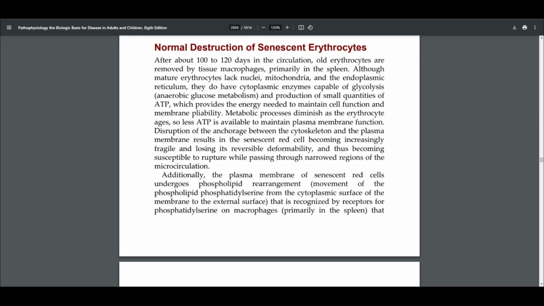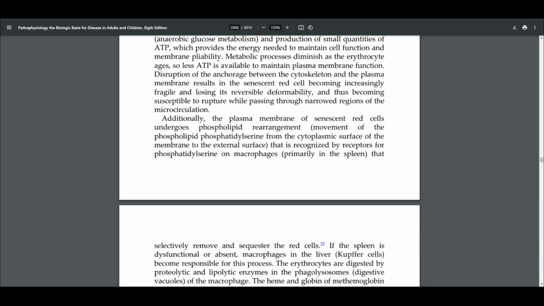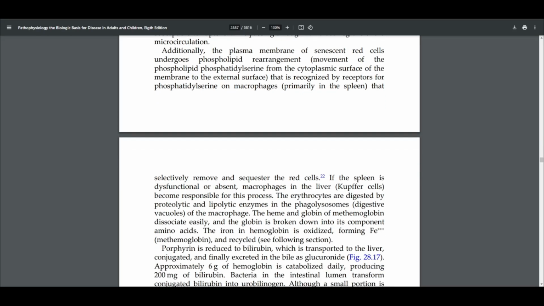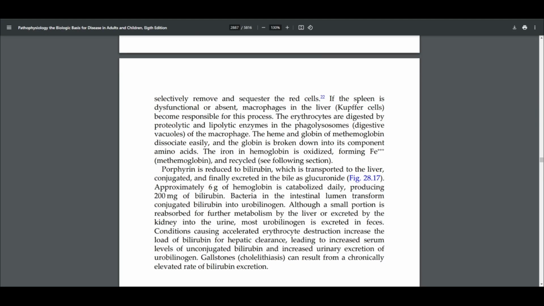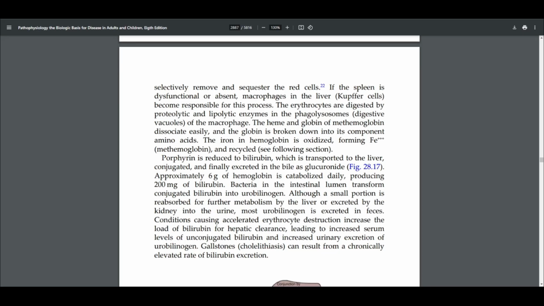Disruption of the anchorage between the cytoskeleton and the plasma membrane results in a senescent red cell becoming increasingly fragile and losing its reversible deformability, and thus becoming susceptible to rupture while passing through narrowed regions of the microcirculation. Additionally, the plasma membrane of the senescent red cells undergoes a phospholipid rearrangement that is recognized by receptors for phosphatidylserine on macrophages that selectively remove and sequester the red cell. If the spleen is dysfunctional or absent, macrophages in the liver become responsible for this process via the Kupffer cells.